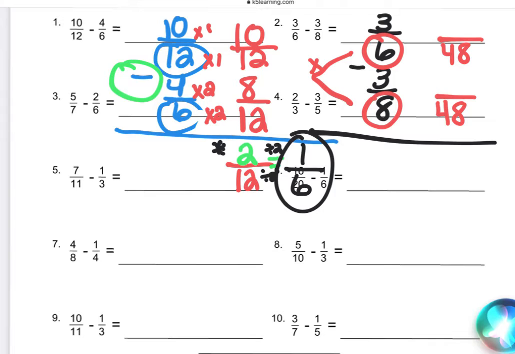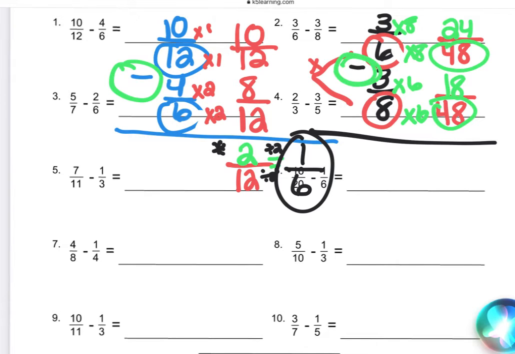So I'm going to go ahead and try it. 8 times what is 48? 8 times 6. Whatever you do to the denominator, do to the numerator. 3 times 6 is 18. Ask yourself, 6 times what is 48? And that would be 8. 3 times 8 is 24. Once I get them over a common denominator, I have to remind myself to look at my operation.